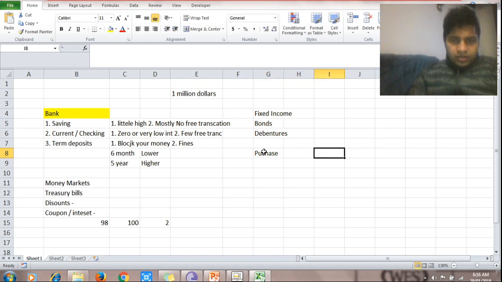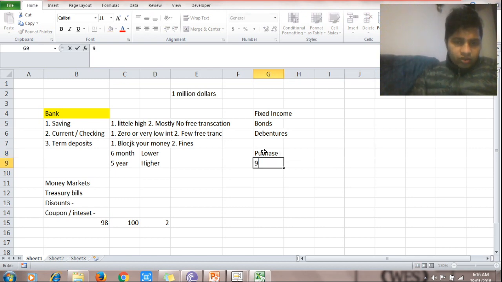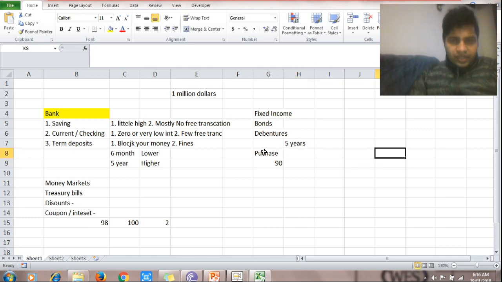Okay, so let's say $90 in our case, and you redeem the bond at a certain price. Let's say it's a 5 year bond, so you redeem it at face value generally. The face value of the bond is mostly $100. So you invested at $90 and you redeemed it at face value, that is $100.